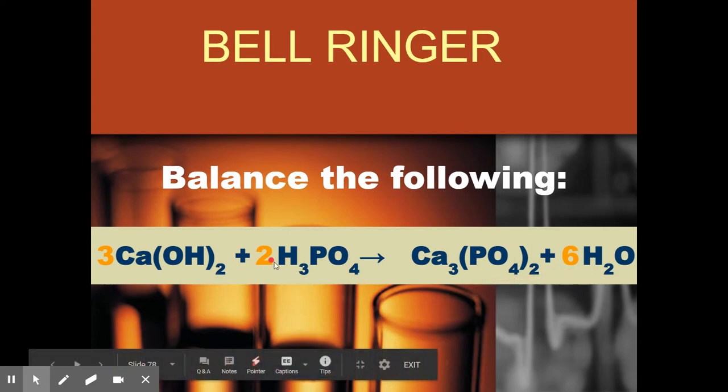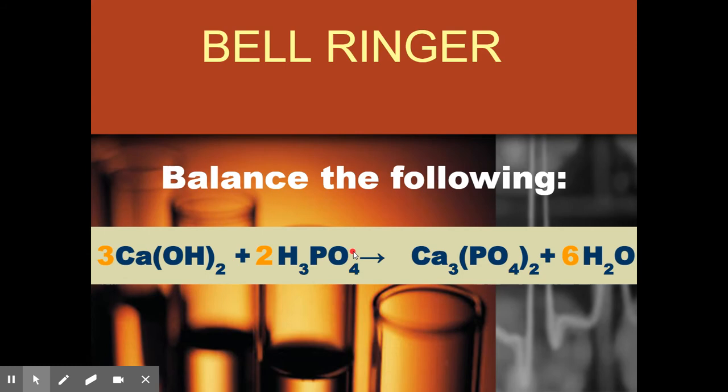Okay, so now I have to look at my oxygens, and hopefully a lot of times the oxygens will shake out, or if they don't, it's pretty easy to fix. So here I've got 3 times 2, which is 6 oxygens in the Ca(OH)2. So 6 oxygens here. I got 2 times 4, which is 8. So I've got 8 and 6. So that adds up to 14 oxygens on the left side. If I come over here, I got 2 times 4 oxygens, which is 8. And I got 6 times 1 oxygens, which is 6. So 8 and 6 is 14. So the oxygens work out. So it works out really well for us in this case.